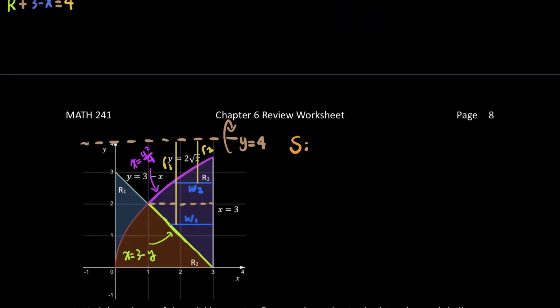Okay, so let's look at width number 1. That's function to the right. Minus function to the left. So once we simplified it, we got y. Width number 2, function to the right, minus function to the left.